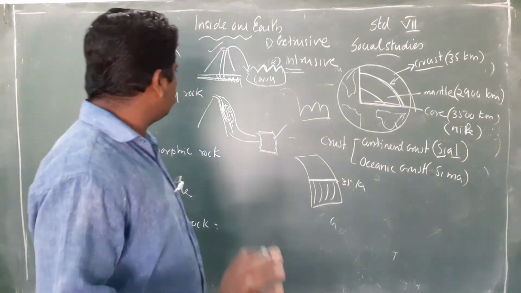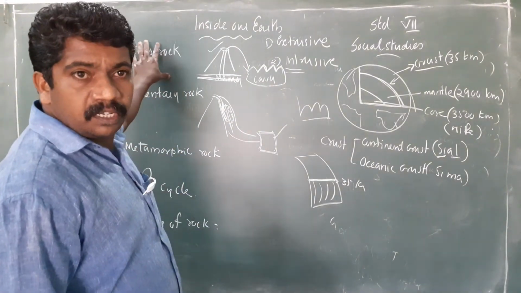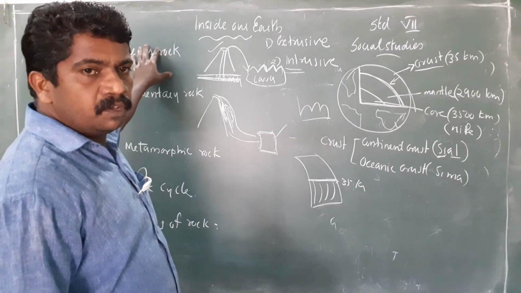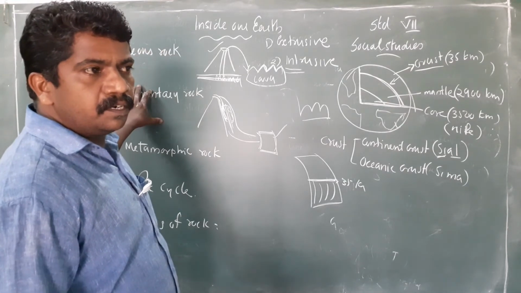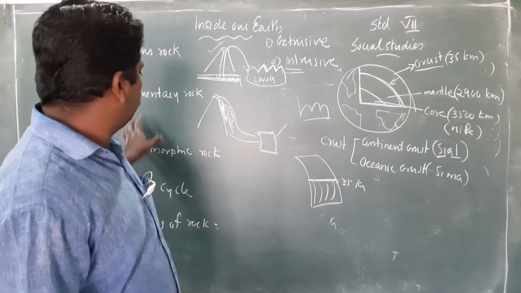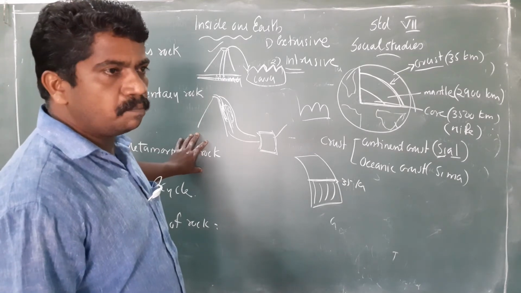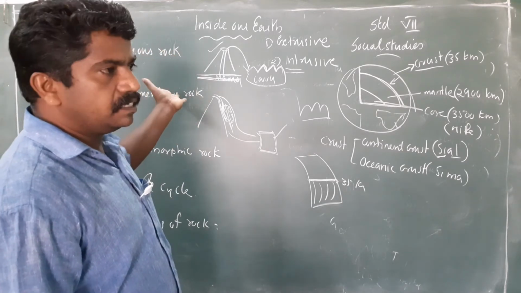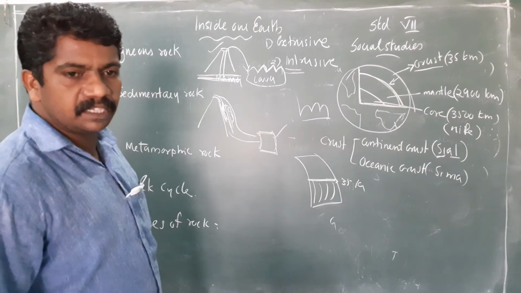So there are three types of rocks. Igneous rocks are formed due to active volcano. Sedimentary rocks are formed due to the activities of rivers, and the metamorphic rocks are formed from the igneous and sedimentary rocks. Then what is rock cycle?